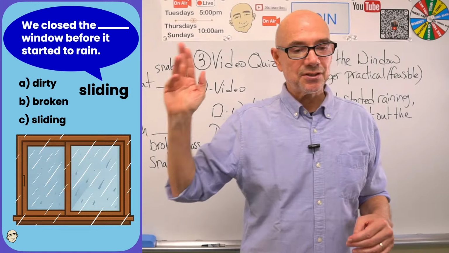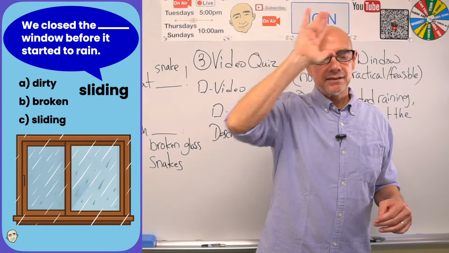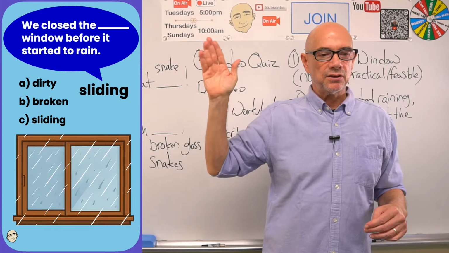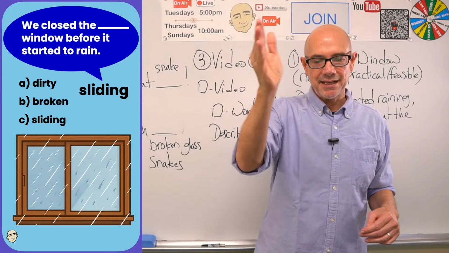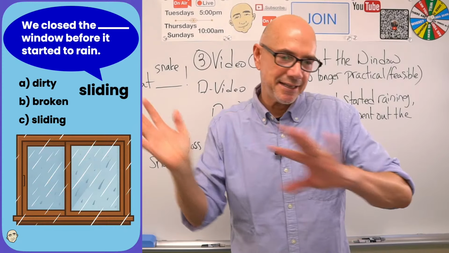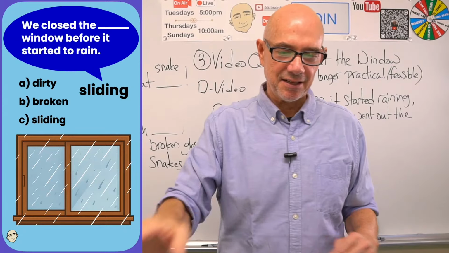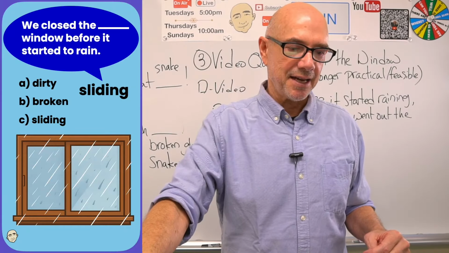So yeah, so sliding, good, good, good. So the sentence is, we closed the sliding window before it started to rain. That's good. We don't want rain to come in the house. That's not good. Okay, next.